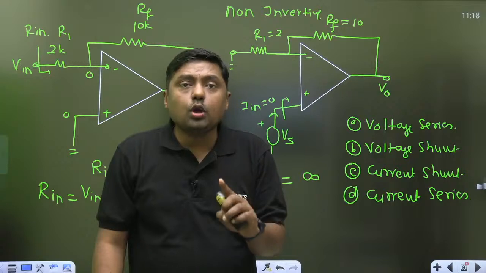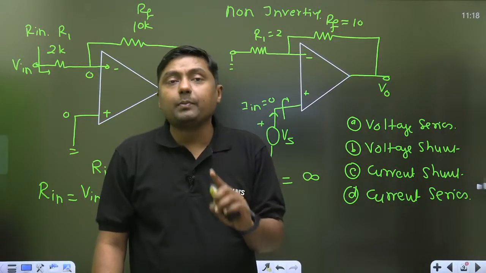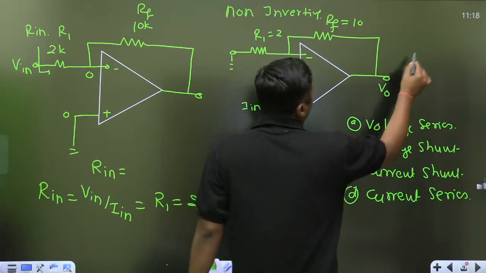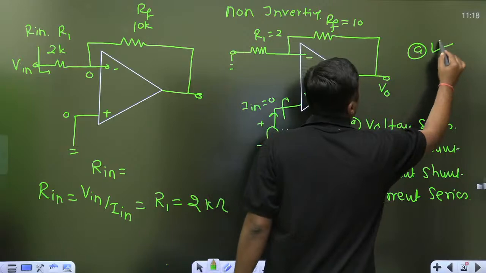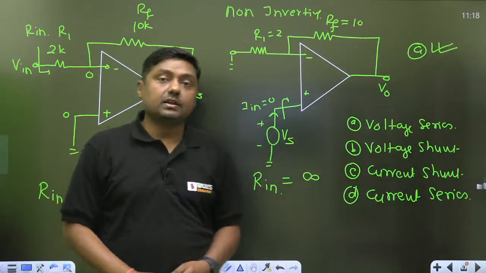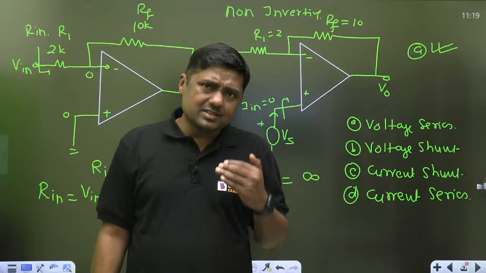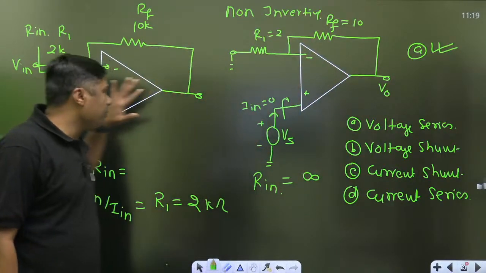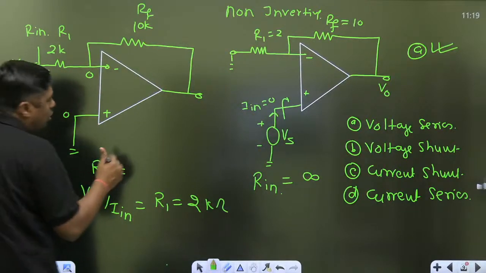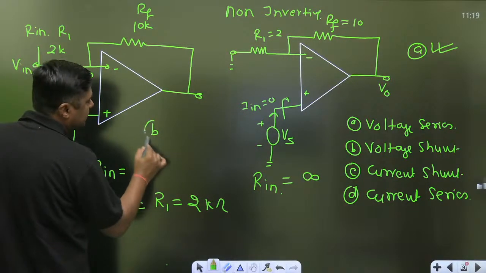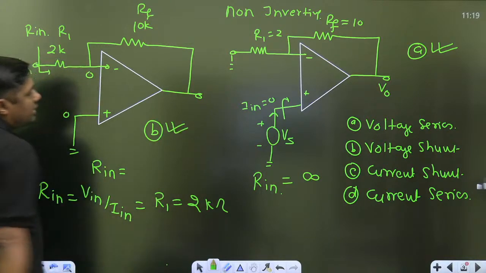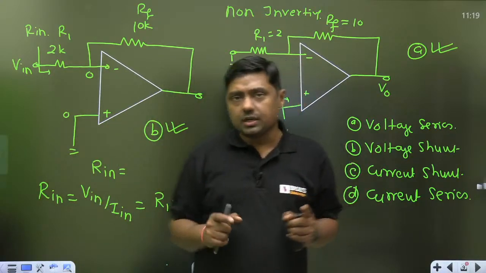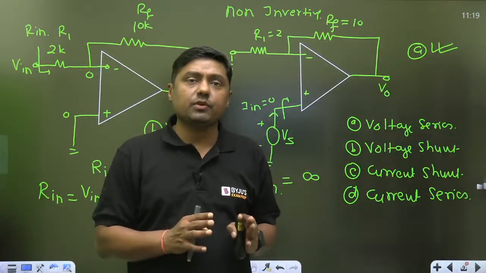In case of non-inverting operational amplifier, the feedback mechanism is voltage series feedback. Here it is a voltage series feedback. Option A is correct, right? Always remember, in this case, voltage series feedback, right? Or in case of inverting operational amplifier, this is a voltage shunt feedback. The B option is correct. Voltage shunt feedback, right? So inverting voltage shunt, non-inverting voltage series feedback.